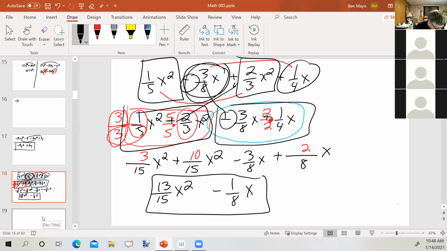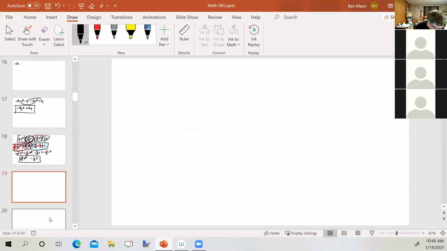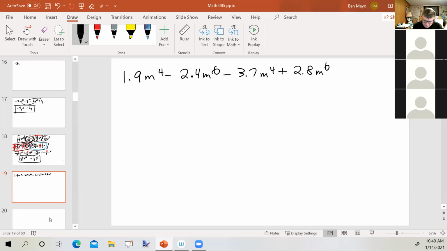Let's see here. Let's do one with decimals. 1.9 m to the 4th power minus 2.4 m to the 6th power minus 3.7 m to the 4th power plus 2.8 m to the 6th power. All right, so these are like terms and those are like terms. We're going to put them in descending powers.